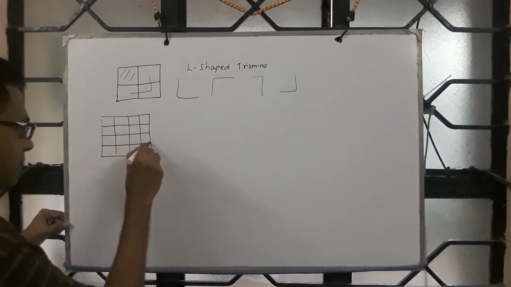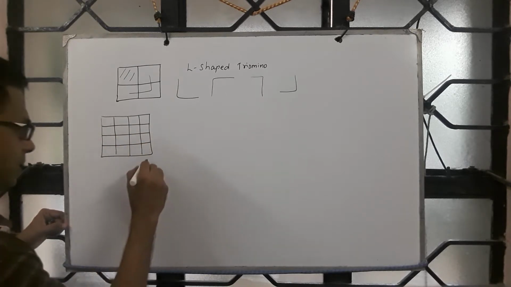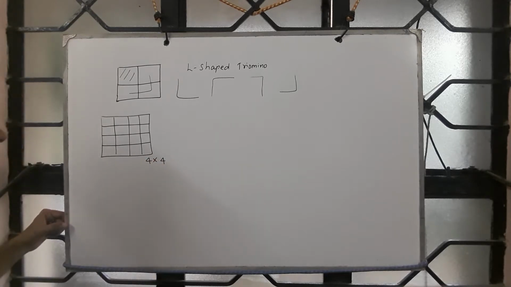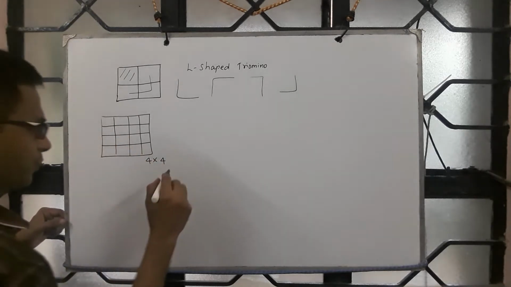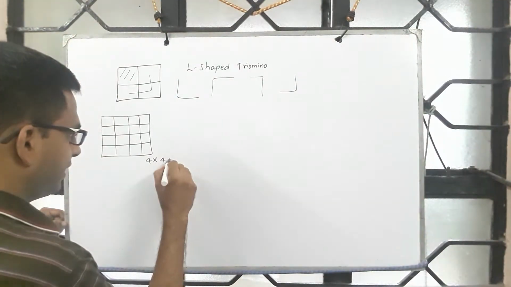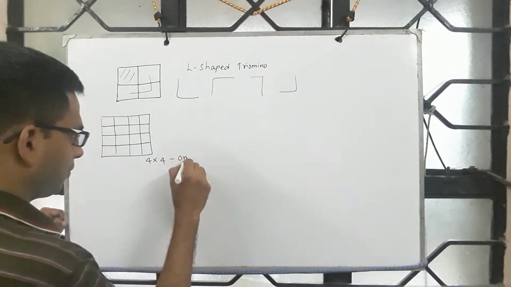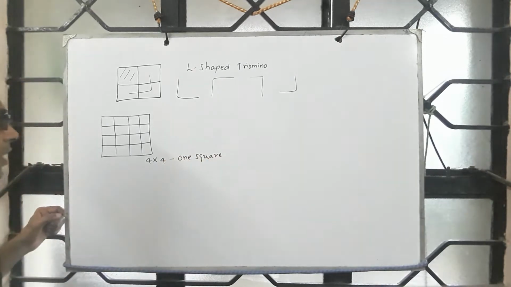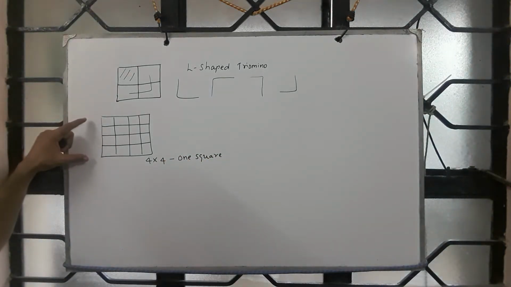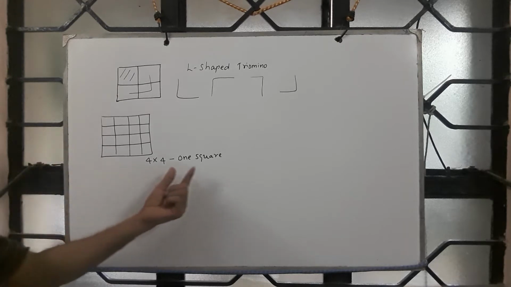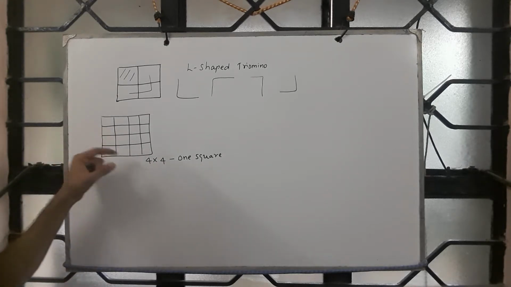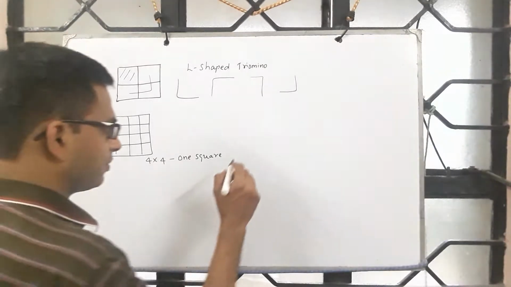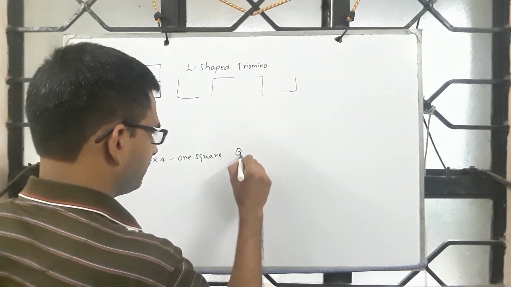Something like this. From this 4 cross 4 chessboard, one square is removed. So minus one square. That could be any one square. So you are given this 4 cross 4 chessboard, minus one square from this is removed. It could be any one square. Now the question is this.